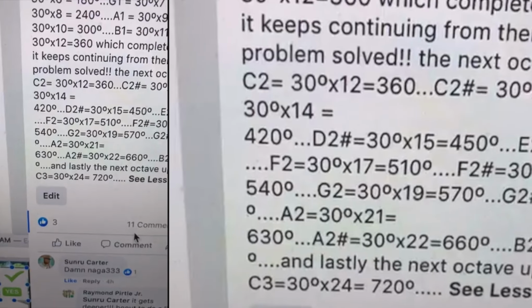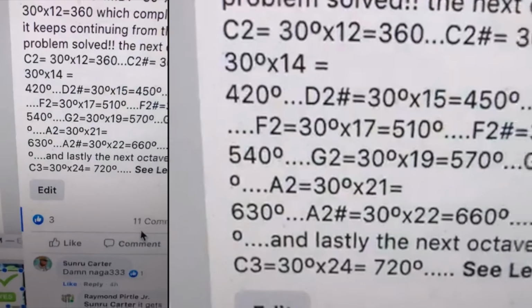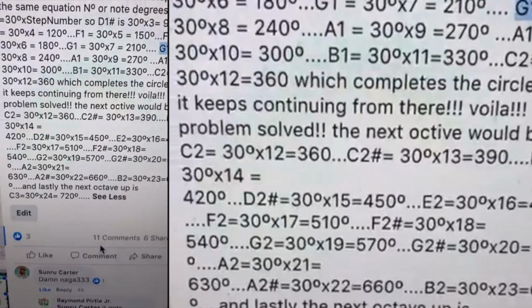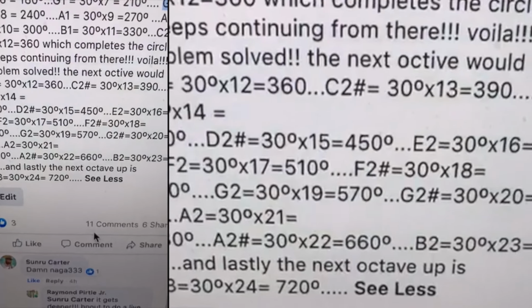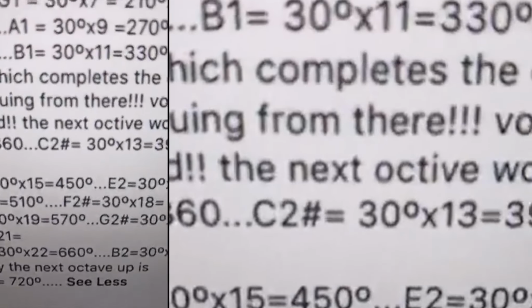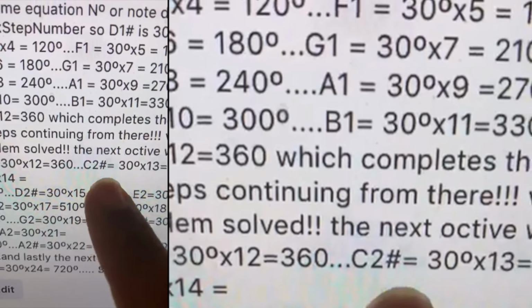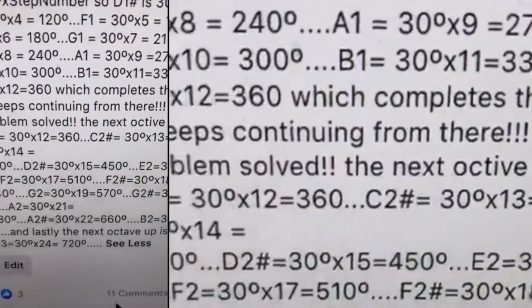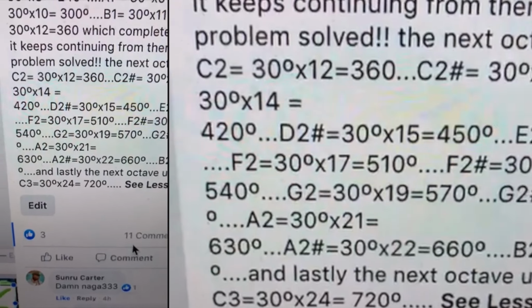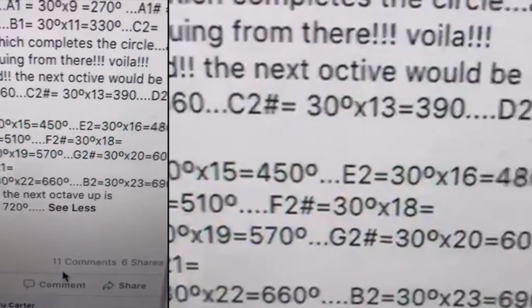D2 is 30 degrees times 14, which equals 420 degrees. D2 sharp is 30 degrees times 15, which equals 450 degrees. I forgot to say that this C was sharp, but you see the little sharp symbol. For people that don't know, that little number symbol means sharp, right? And those are the black keys on the keyboard, right? Okay, now, so D2 sharp equals 30 degrees times 15, which equals 450 degrees.